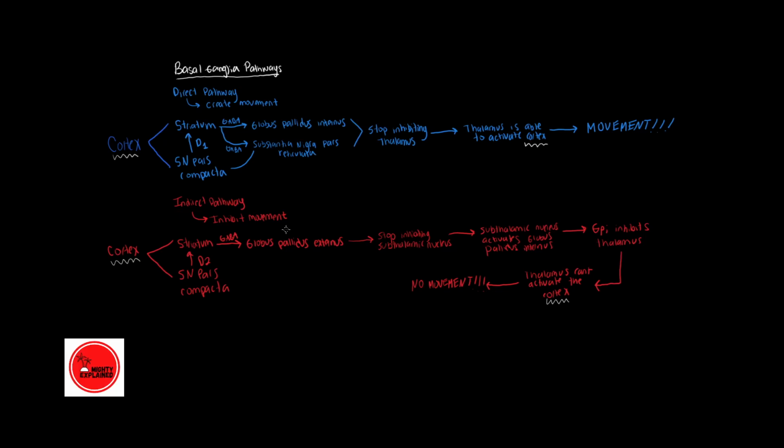Today we're going to be talking about the pathways of the basal ganglia. So we have the direct pathway, which stimulates movement, and the indirect pathway, which inhibits movement. So let's go ahead and start with the direct pathway.